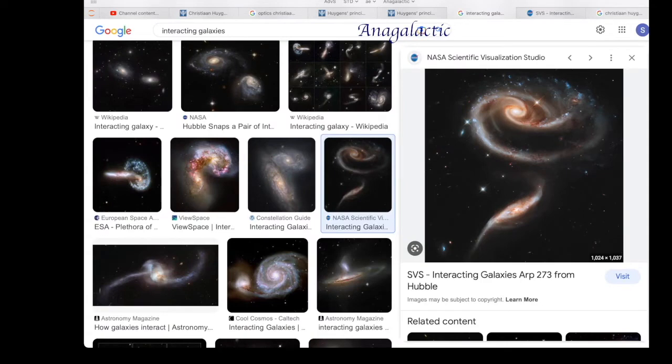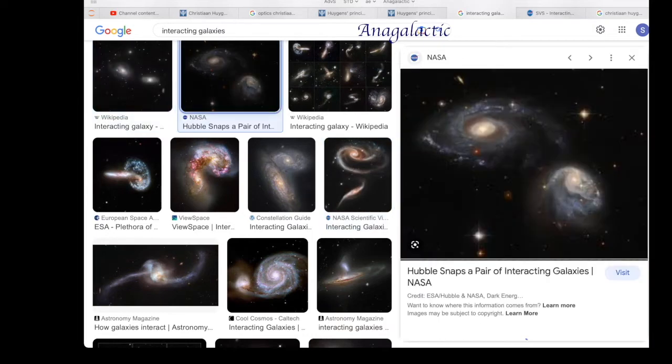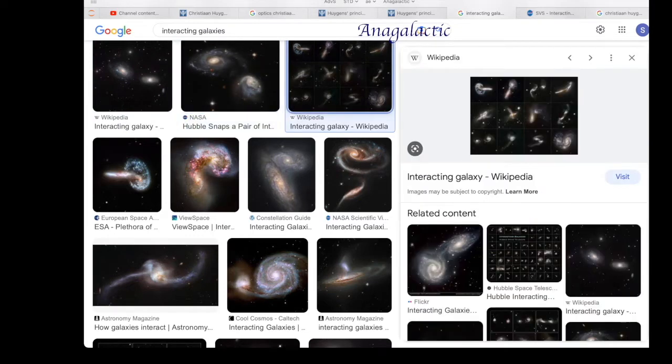Here, just to have a little refresher, you may want to get up and make some tea or pour yourself a beer or whatever you like. Take a little refresher here as I just show you some interacting galaxies. These are called interactors or interacting galaxies. Here's a good shot of a few.